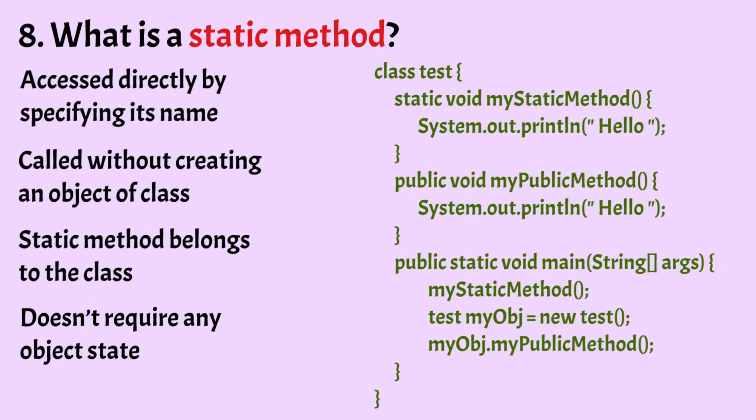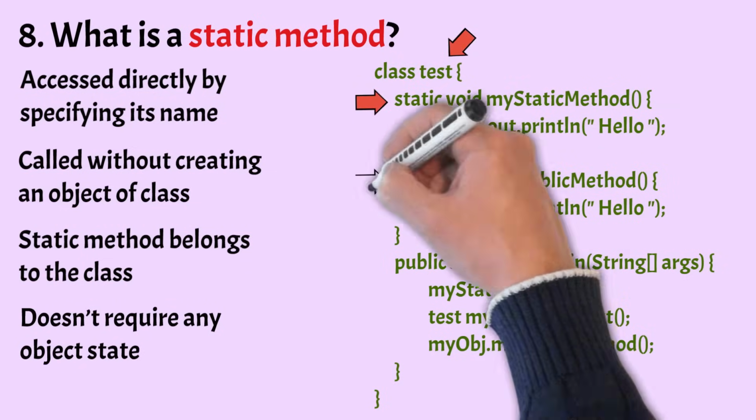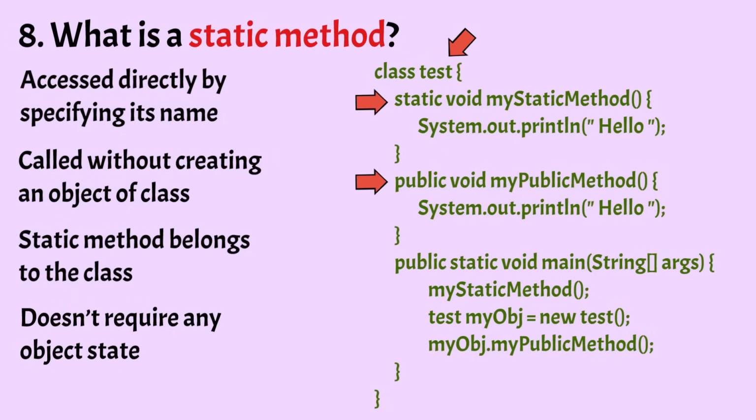So in this example, we have a class called Test. In the Test class, we have two methods. One is a static method and the other is a normal method. Now come to the main method. In the main method, you can see we have called the static method without creating an object of the class Test. But in order to call the normal method, we have created an object of class Test and then called the normal method.